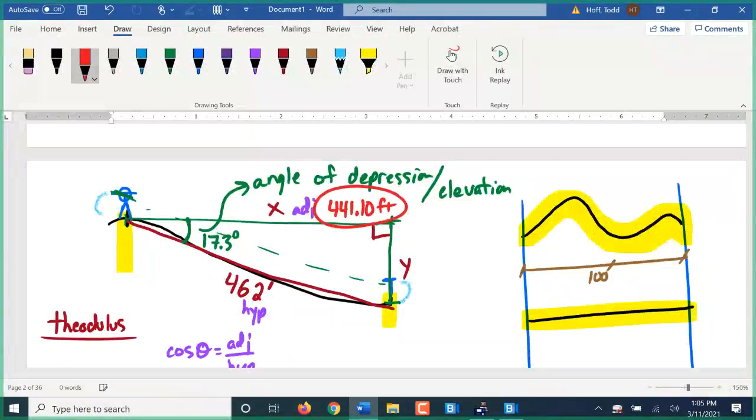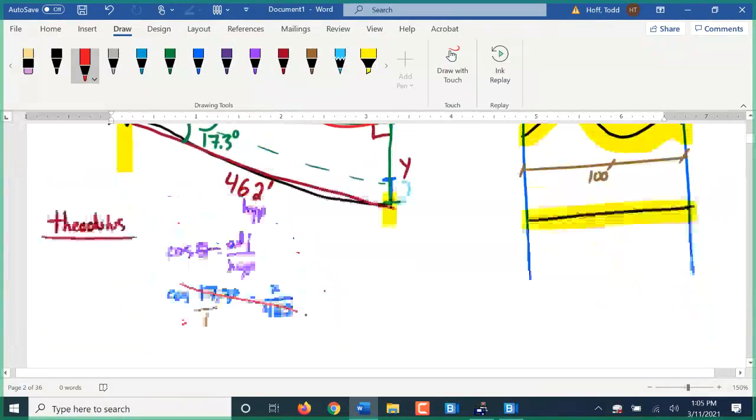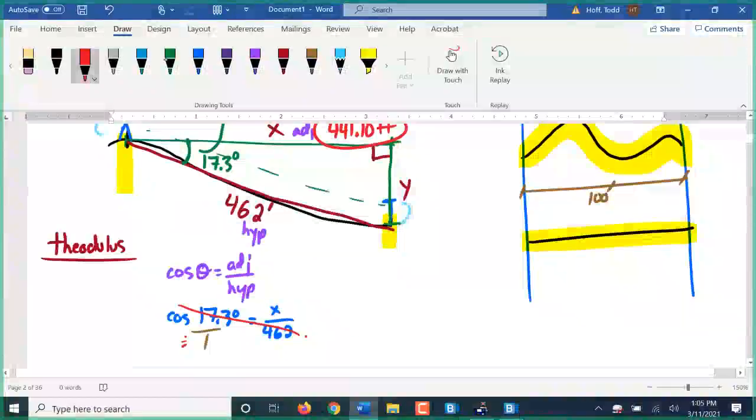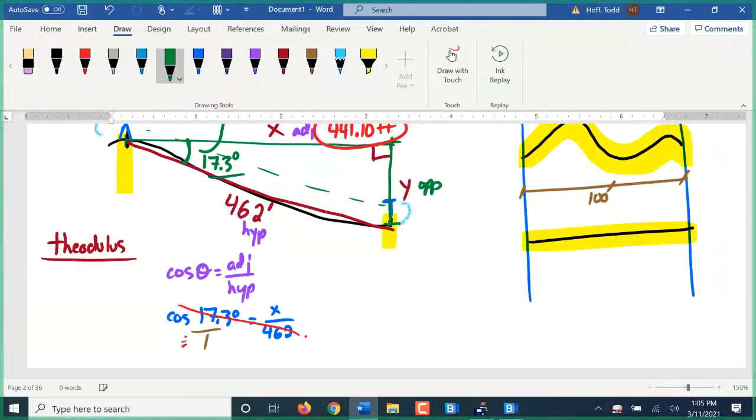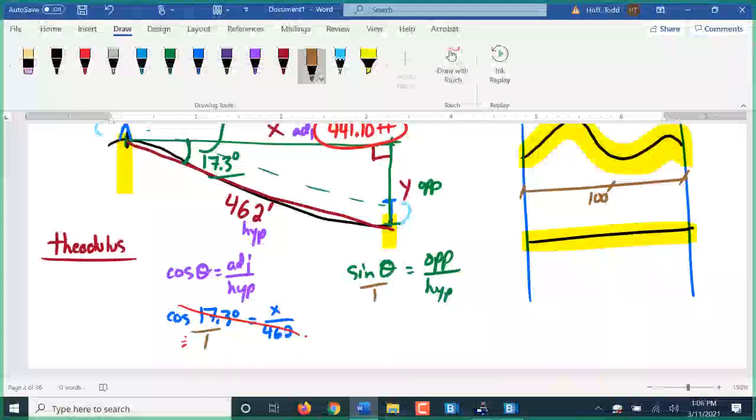Let's find y. Y would be the opposite side according to our 17.3 degree angle. So that opposite over hypotenuse makes the sine of an angle. So we put this over 1, and we are going to cross multiply and divide. Well, we've got to put in our information, sorry. Got a little ahead of myself.